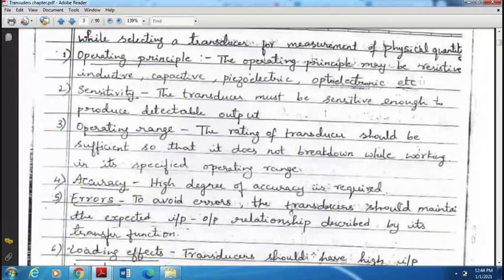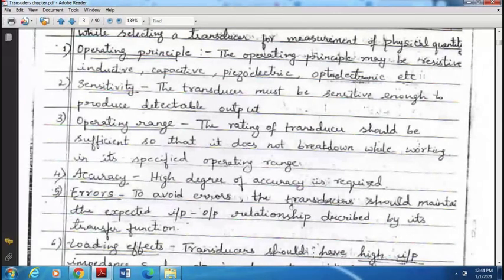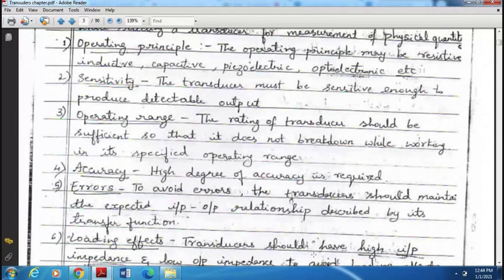Next, errors. In order to avoid errors, the transducer should maintain the expected input-output relationship described by its transfer function. Whatever output is expected, based upon that, the input given and the output have to be determined or predetermined. The transfer function you are going to study in the control system subject. It is the output by input ratio. So based upon the expected input-output ratio, you have to select the transducer in order to avoid the errors.